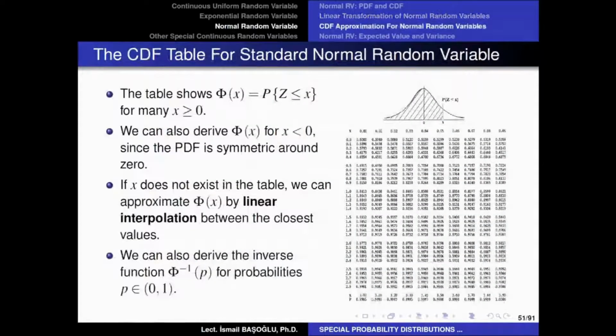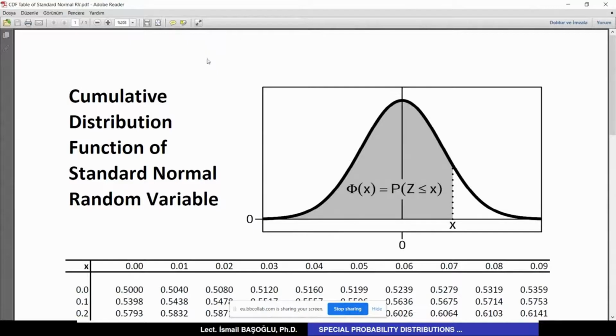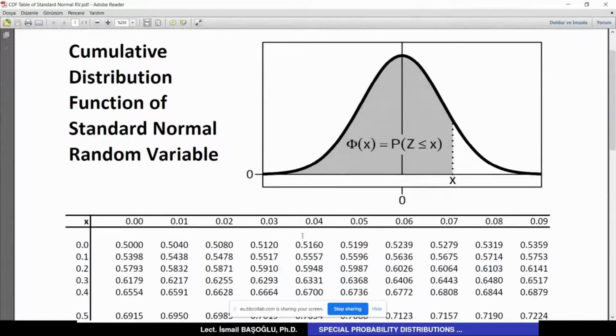And that table, my friends, is called the cumulative distribution function table for the standard normal random variable. Now, that table is that table, but I am just going to show a different version of it to you. Now, let's just check the CDF table. Here we have the plot of the probability density function of a standard normal random variable.